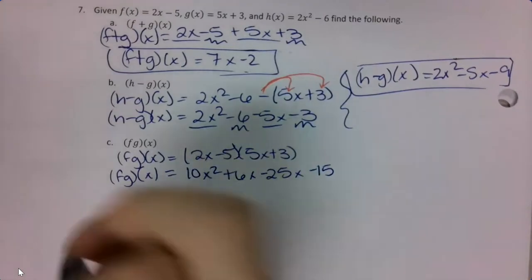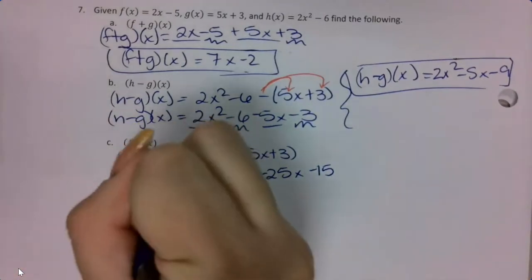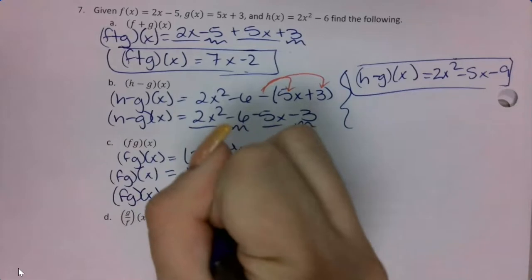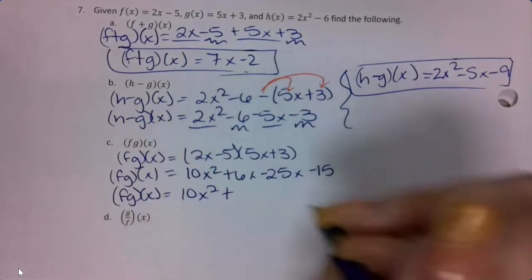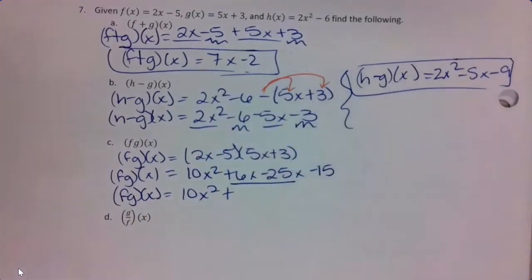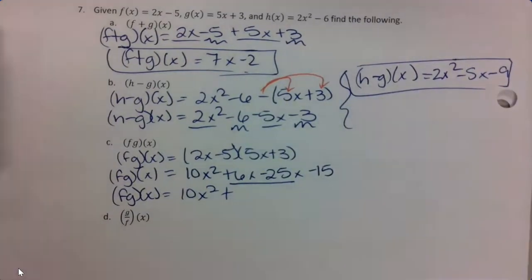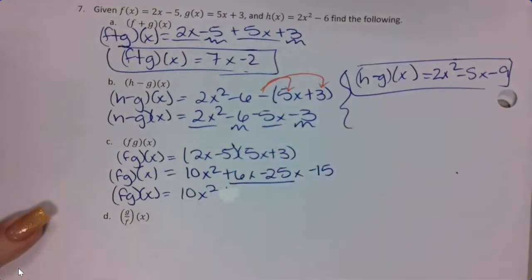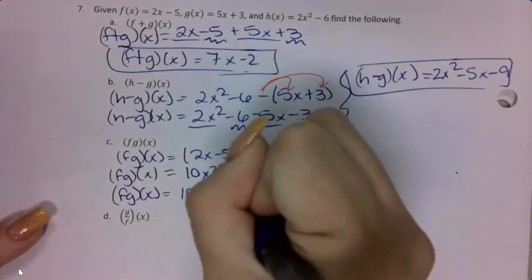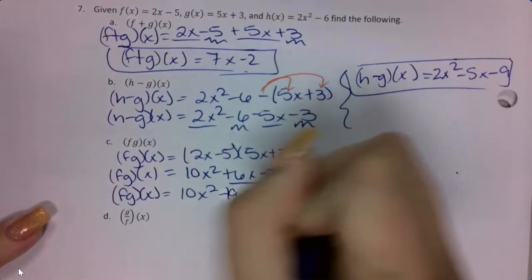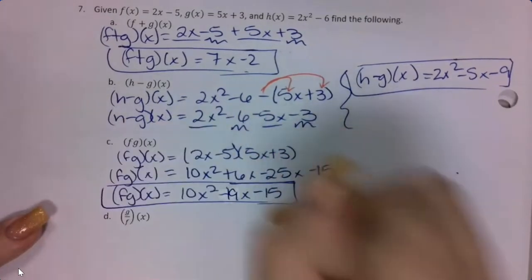Then I just want to go ahead and combine like terms. So then I have 10x squared plus, these two get combined together. 6 minus 25 is, oops, this actually should have been negative. This gets me -19x, and then minus 15. So this is my final answer here.